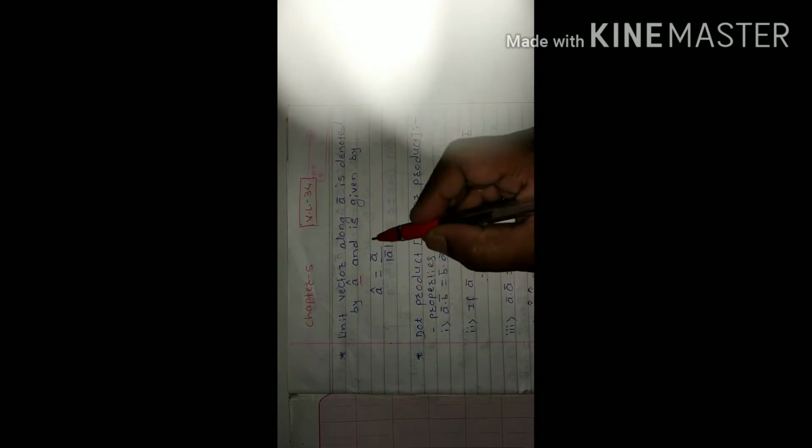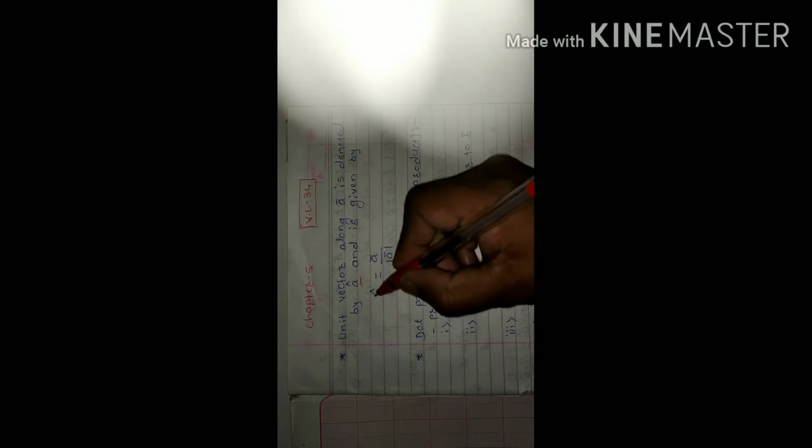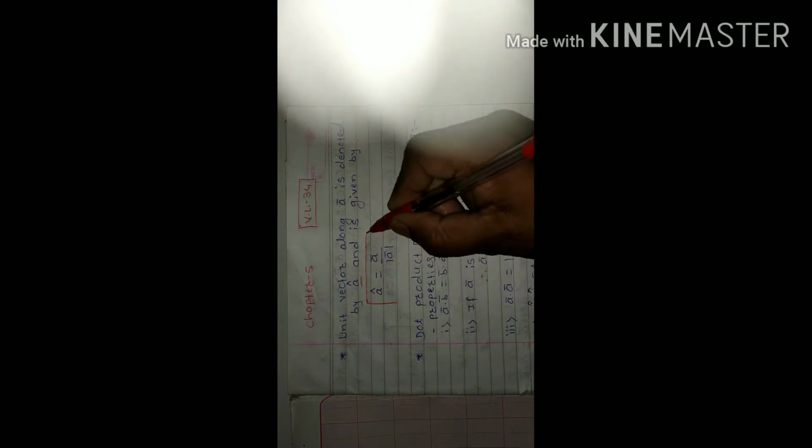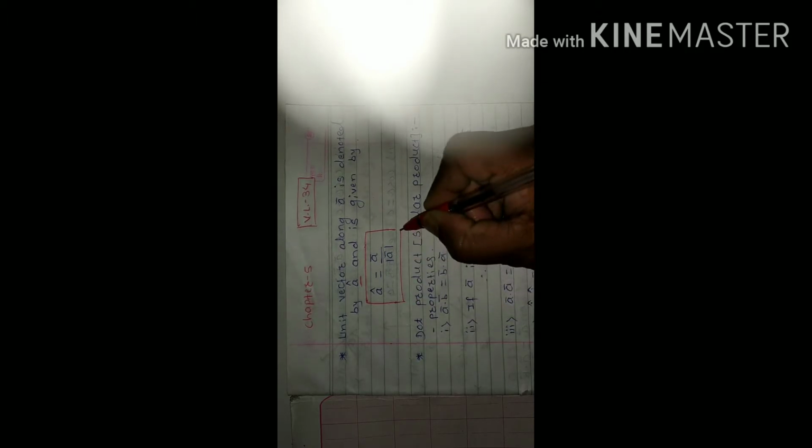Hello students, now we are continuing the next points of vector, that is exercise 5.3. We have studied about the points already, that is unit vector along a bar is denoted by a cap and is given by the formula a cap is equal to a bar divided by modulus of a bar. We have already studied about the unit vector of any vector.